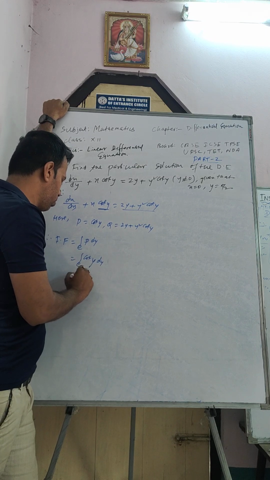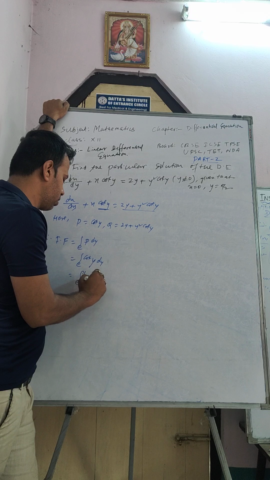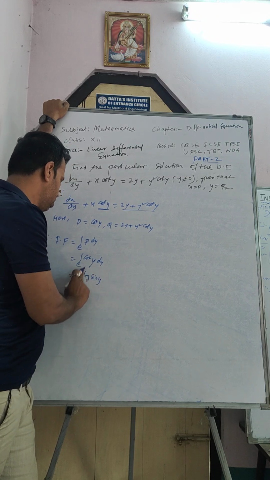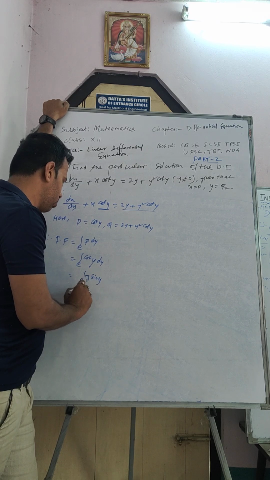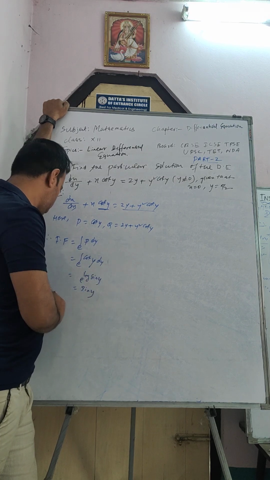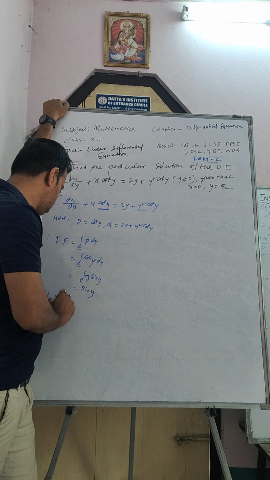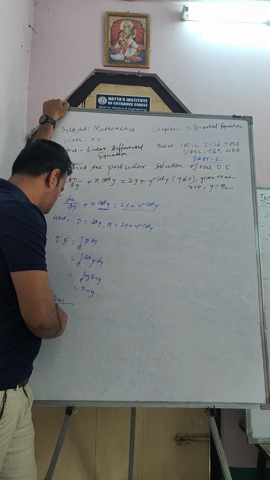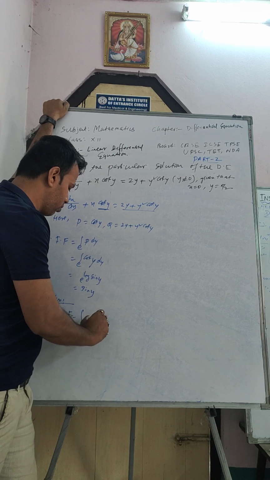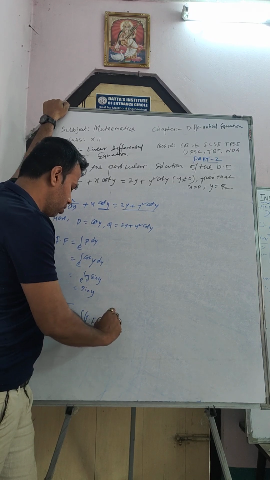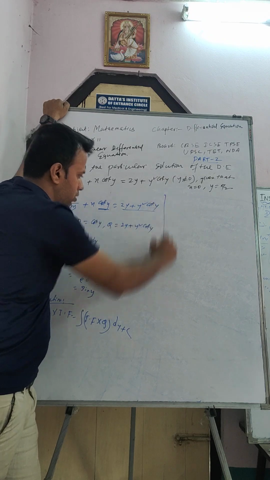So what is the value of integral cot y? This is log sin y. E to the power integration will be log sin y. So e and log will cancel out, so sin y will be the integrating factor. Now the solution. So x into IF equals IF into q dy plus c.